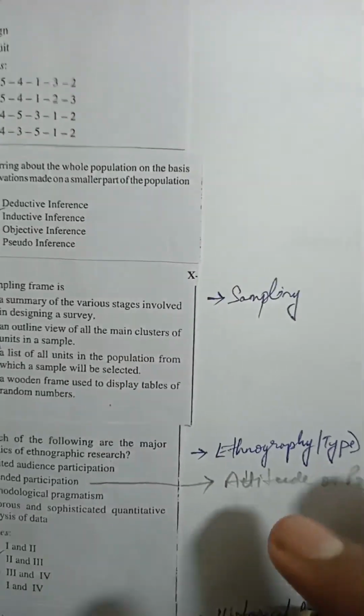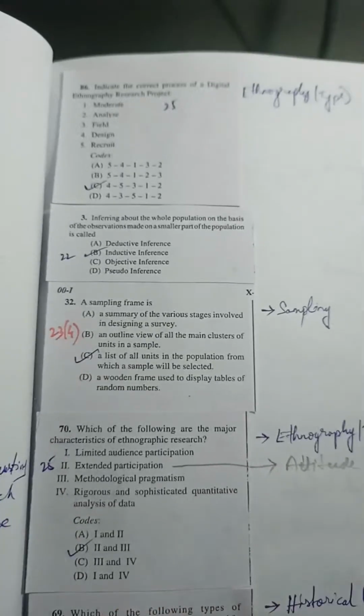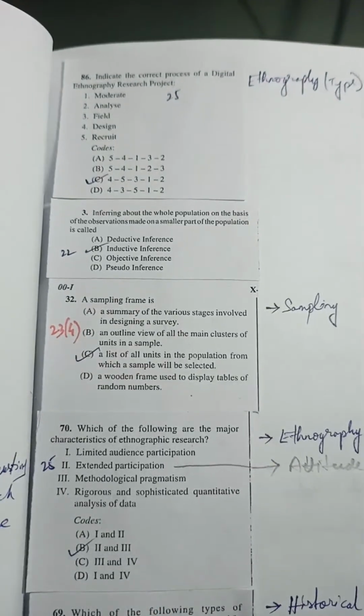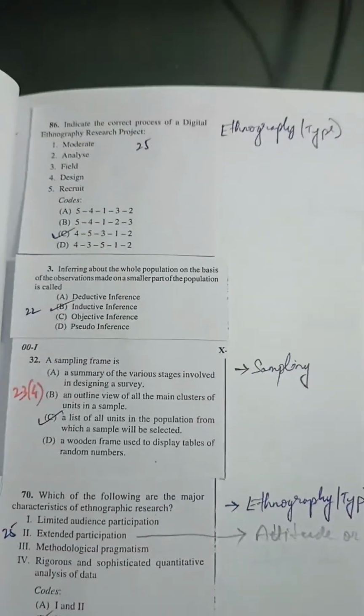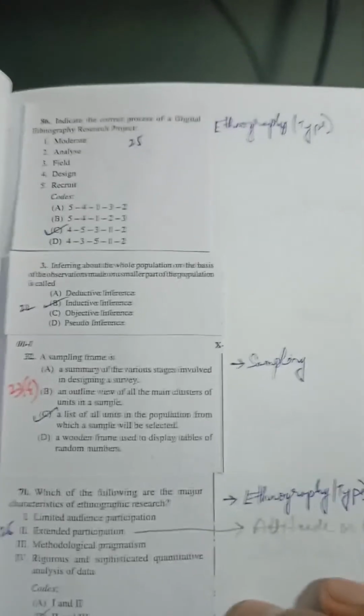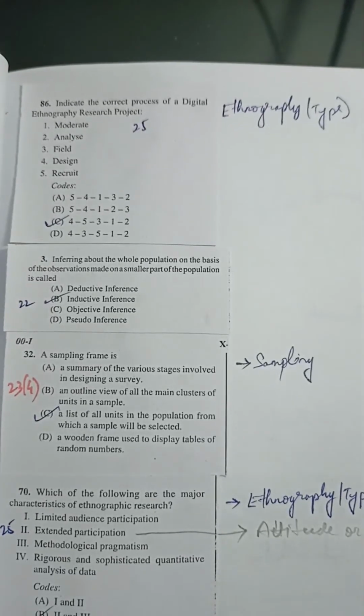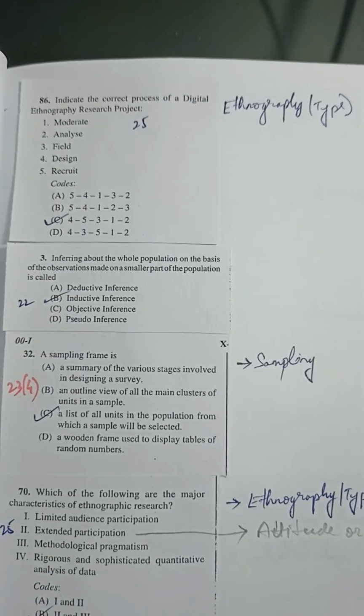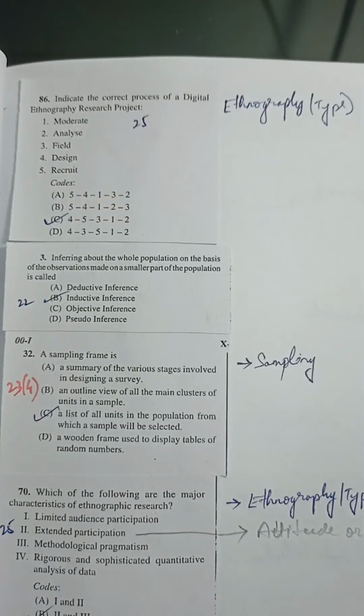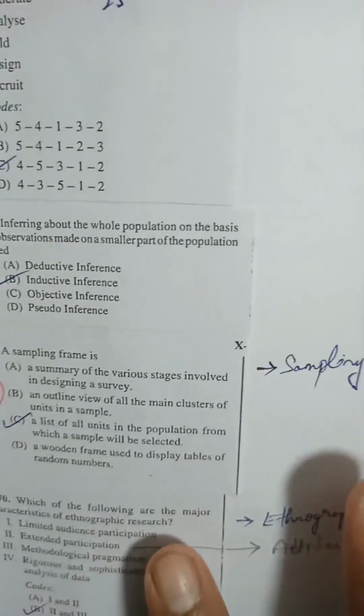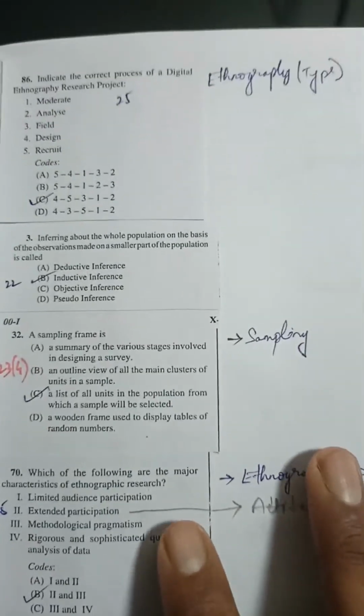Next we have the ethnography type. As you can see, ethnography is repeatedly asked in the examination. As far as examinations are concerned, ethnography is a repeated concept. In this particular question: indicate the correct process of a digital ethnographic research project.